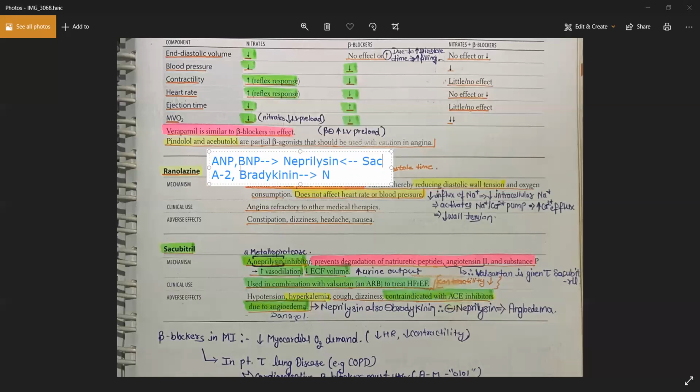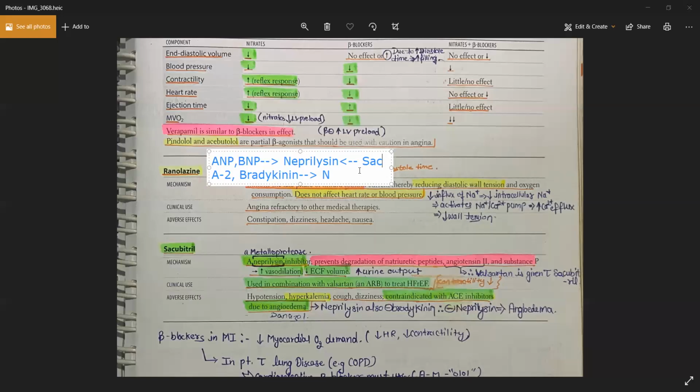But at the same time, the angiotensin 2 and bradykinin levels are also rising. So you have to give an additional drug which inhibits the angiotensin 2 function, which is the angiotensin 2 receptor blockers, the ARBs. But you cannot give the patient angiotensin converting enzyme inhibitors because, after giving the patient neprilysin inhibitor, sacubitril, they're also raising the bradykinin levels. So ACE inhibitors are contraindicated. ARBs should be used with the sacubitril.